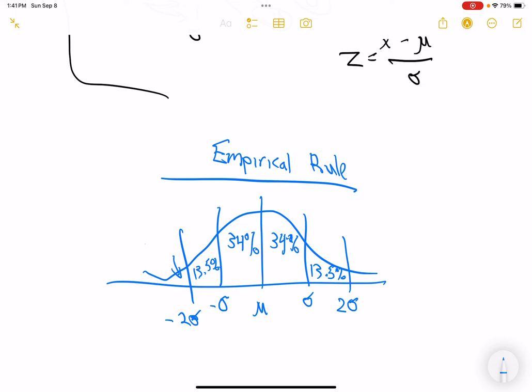And then again, about 2.35% coming out this way, 2.35%. Wonderful. And that last little nib at the end is about 0.15%. Now, this is a hideous drawing, but of course you can refer to the empirical rule drawing from our slides, or you can look it up. It's all over the internet. That is the empirical rule. Know it, live it, feel comfortable with it.